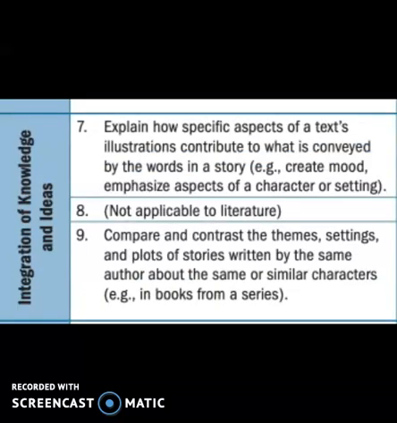The second standard I observed was also under the 3rd grade level, and it was Integration of Knowledge and Ideas. And it was skill number 7 that was seen in the activity. It says, explain how specific aspects of text illustrations contribute to what is conveyed by the words in the story.